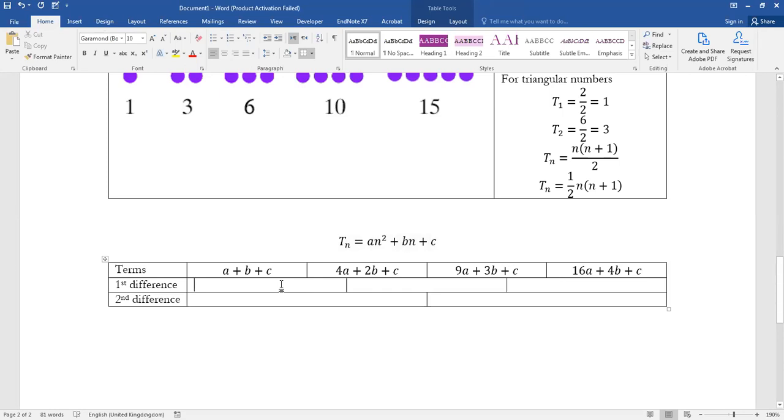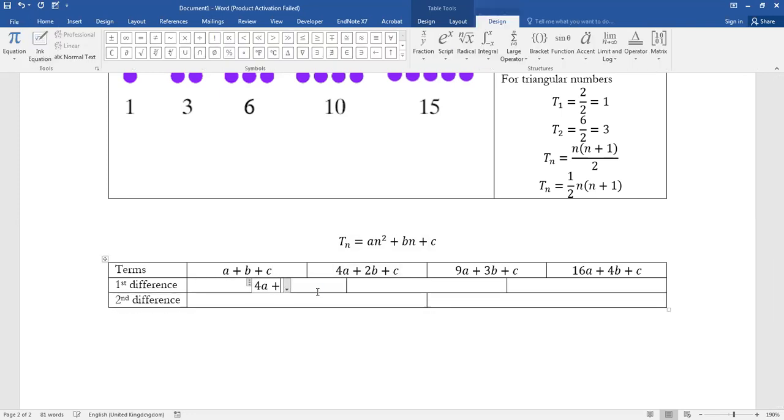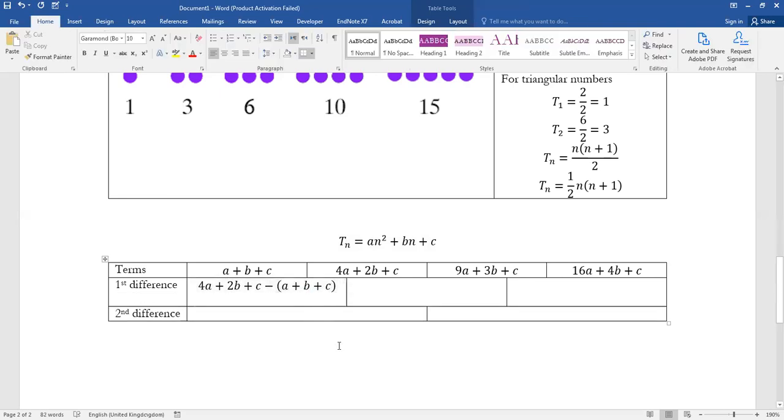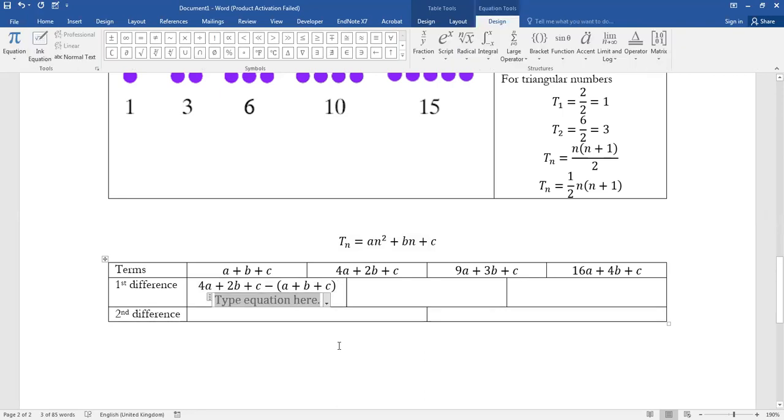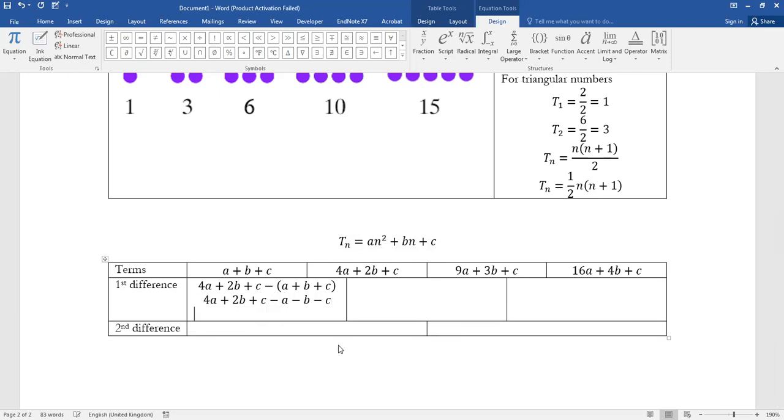Let's look at the first difference between the first two terms. I'll take 4a plus 2b plus c, and I'll subtract a plus b plus c. Remember, this is just a one-time drill. You do not always have to do this. So what do you end up with? 4a plus 2b plus c minus a minus b minus c. So you'll end up with 3a plus b.